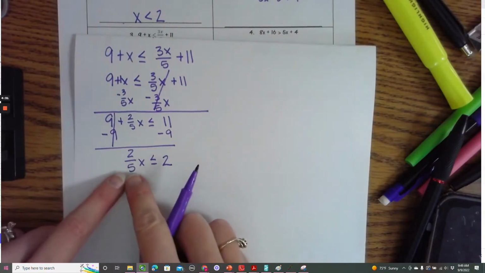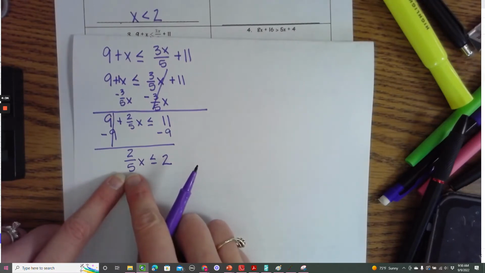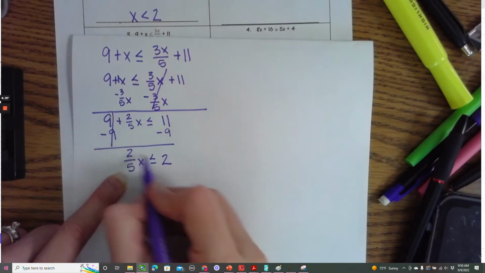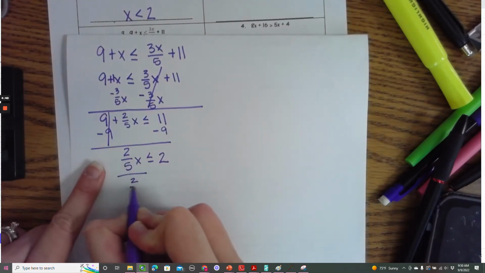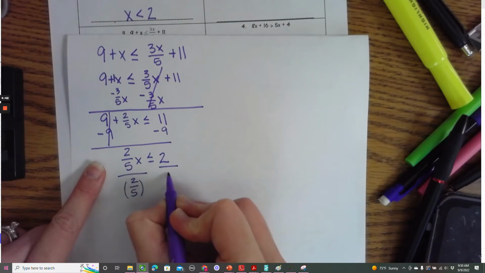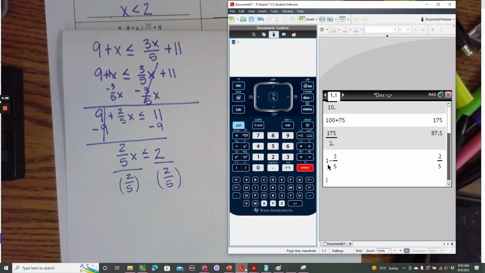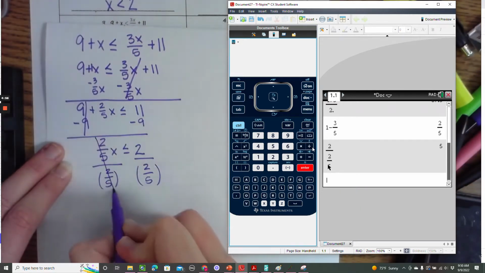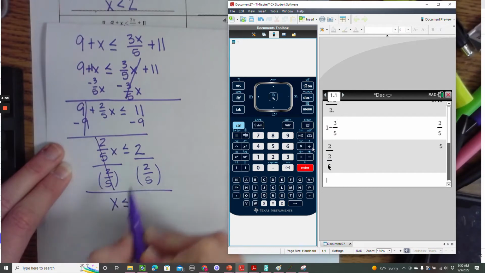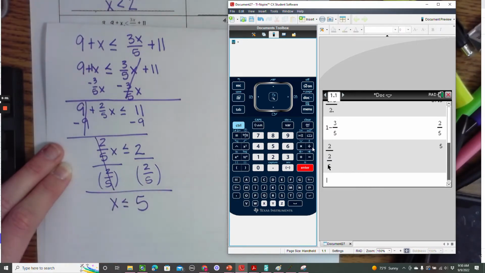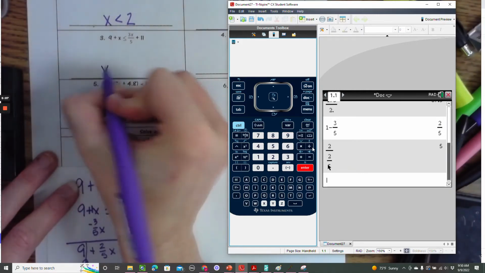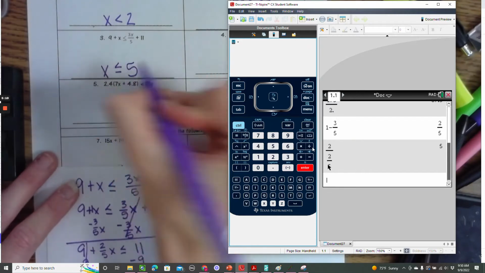All right, how do I get rid of this fraction that's in front of the x? Divide, because it's already being multiplied. So we're going to divide by the fraction. That cancels it out. So we're going to do 2 divided by 2/5. And so this will cancel. Leaves just the x. And then 2 divided by 2/5 is a 5. So x less than or equal to 5.